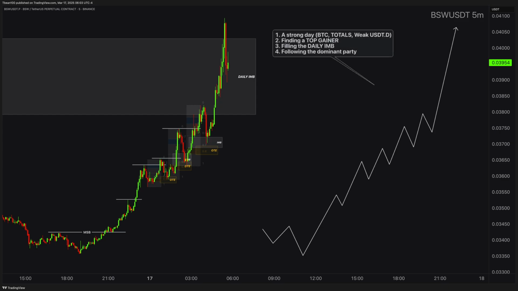1. We knew that this was a strong day and we are looking for long trades. 2. We know that best long trades come with rallying top gainers. 3. Furthermore, we also saw the daily imbalance as a target in this specific coin. And lastly, we joined the dominant rally with simple smart money structures.